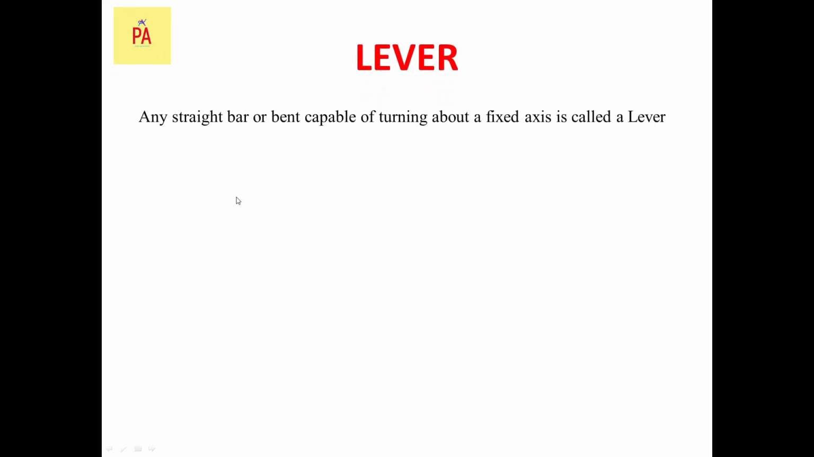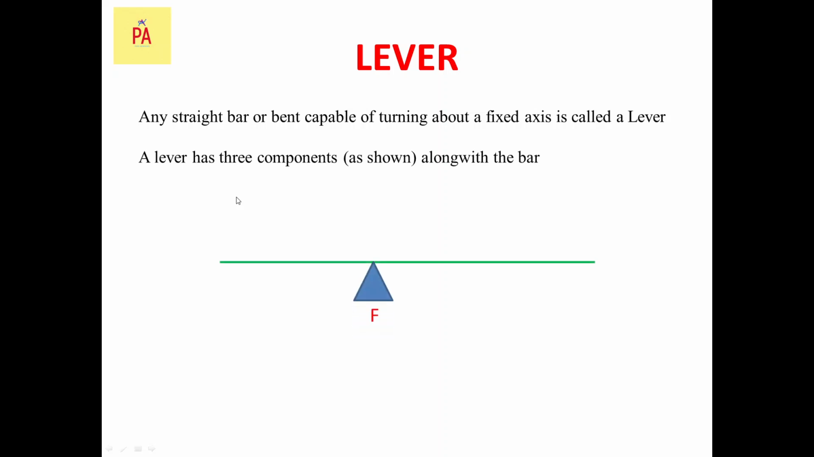So lever: any straight or bent bar capable of turning about a fixed axis is called a lever. This fixed axis is nothing but your fulcrum. A lever has three components: fulcrum, load and effort.